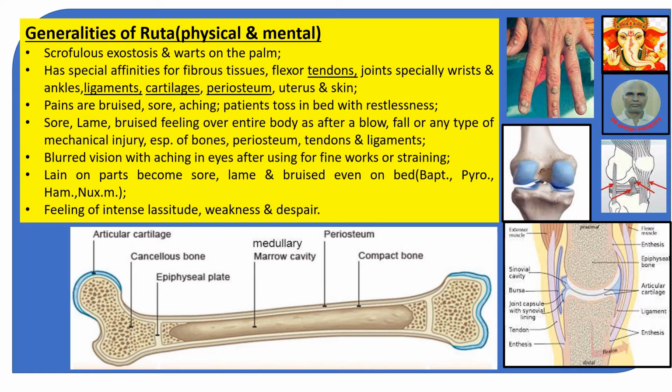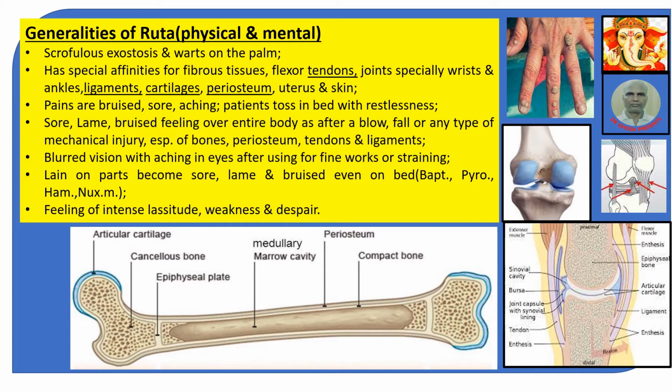Generalities of Ruta: physical and mental. Scrofulous, exostosis and warts on the palm. Scrofula is tubercular; congenital inheritance of tubercular characteristic is scrofulous. Exostosis is bony swelling. Warts on the palm. It has special affinity for fibrous tissue. The medicine has an affinity for flexor tendons, joints, especially wrist, ankles, ligaments, cartilage, periosteum, uterus and skin.